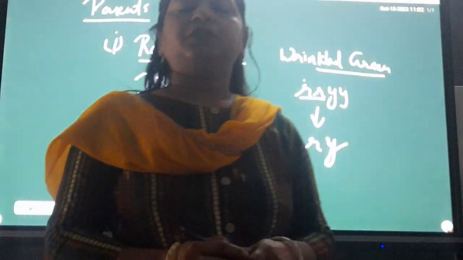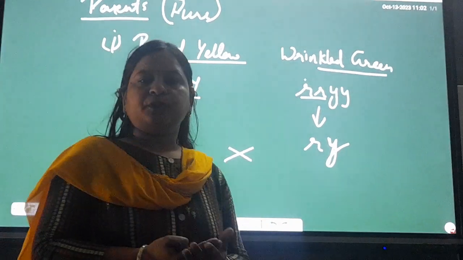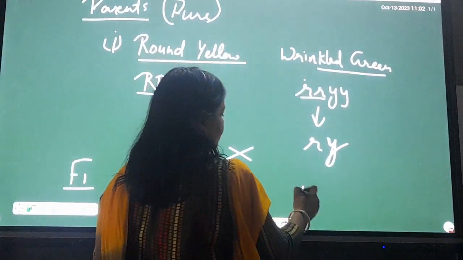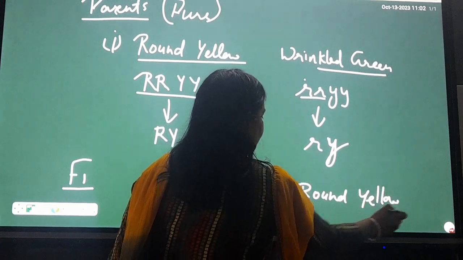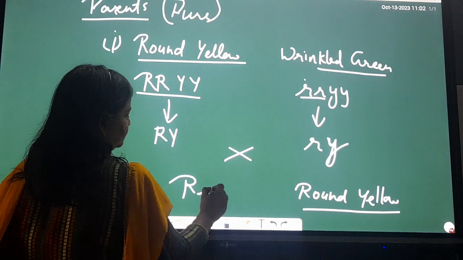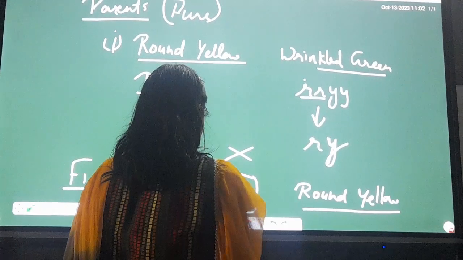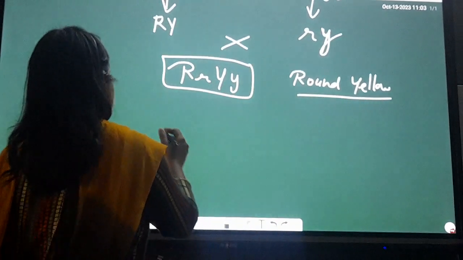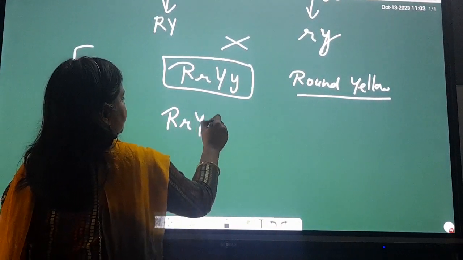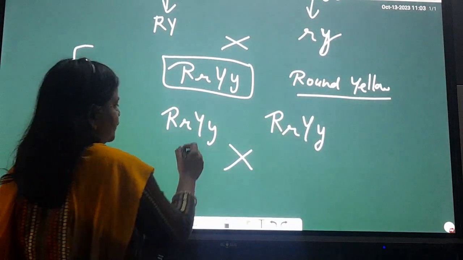In the F1 generation, all the seeds were showing the dominant character. The phenotype was all round and yellow. This was the genotype and this was the phenotype. After that, he did selfing of the F1 generation. For selfing, he took the same combination of the F1 generation.